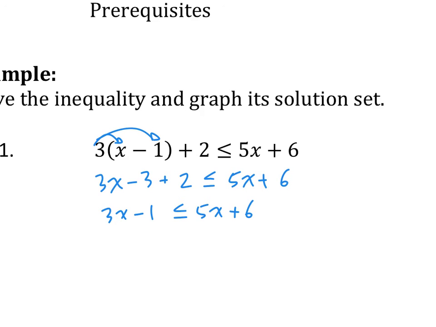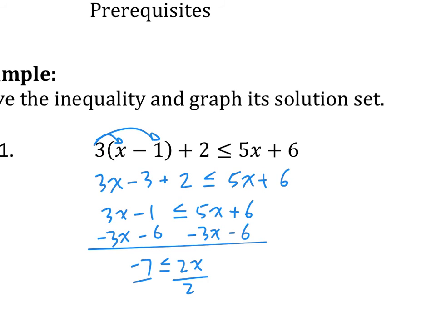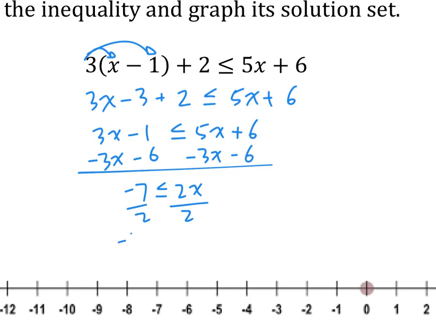And now what I like to do is move the x's to the positive side, so then I don't have to deal with needing to change the direction. So this is negative 7 less than or equal to 2x, so divide by 2. Negative 7 over 2 less than or equal to x, and remember I said x always starts the conversation, so this is x greater than or equal to negative 7 over 2.